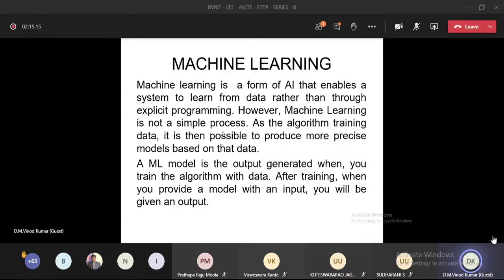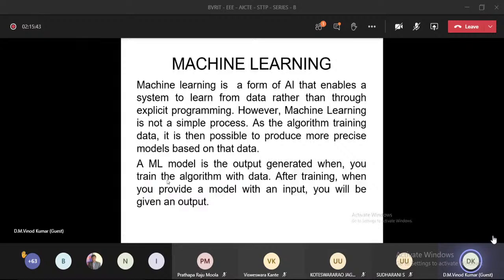When the model is accurate, my decisions are accurate. So data will play a vital role. The second point, if you observe, a machine learning model is the output generated by training the algorithm, because most of the time with a neural network you use training and testing. What is training? You are mapping input and output. Therefore, in any learning algorithm, data will play a vital role.